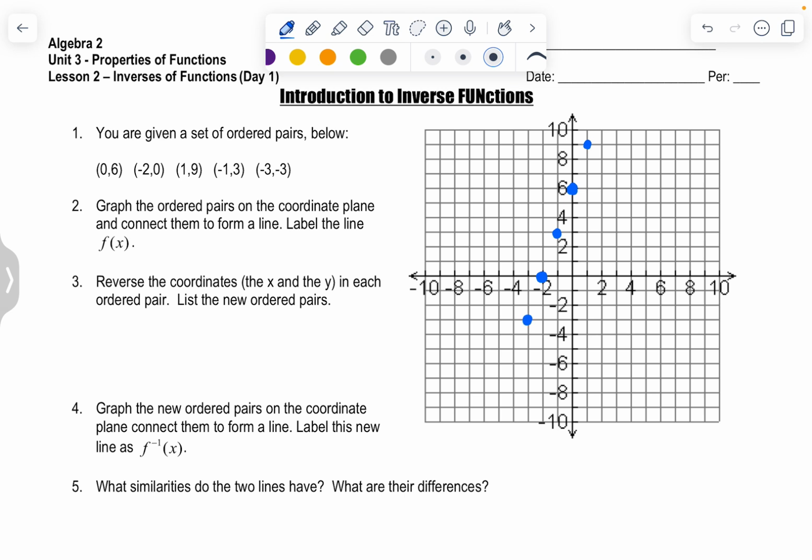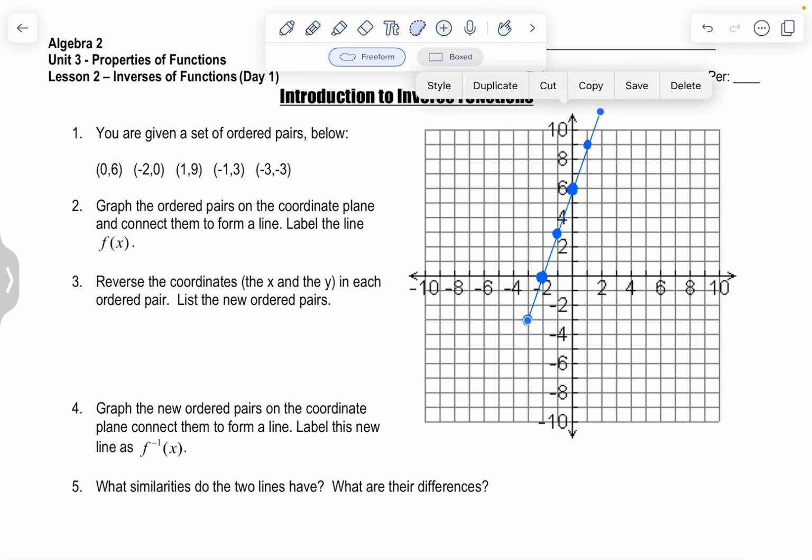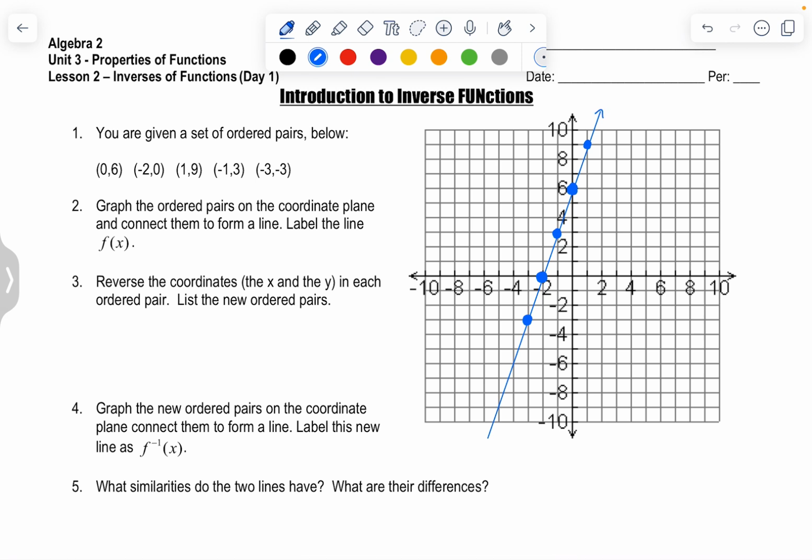So I have all of those points, and then it says graph them, turn it into a line. We're going to call that f of x. Perfect. All right. That takes number 1 and number 2.